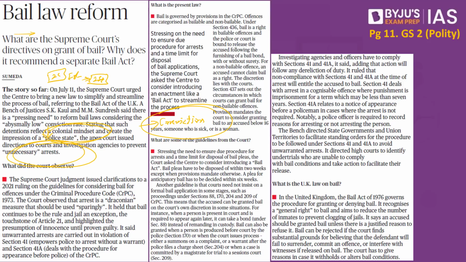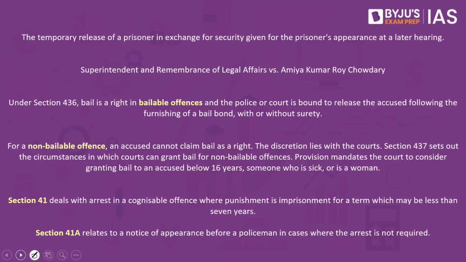Now the question is, what is this bail? When we speak about bail, what is it? It is the temporary release of a prisoner in exchange for security given for the prisoner's appearance at a later hearing. Let me simplify this process for you. Let's say, for example, there is a person who is arrested by the police officer. This person is taken to the court of law within 24 hours, and he will also put in a bail application.